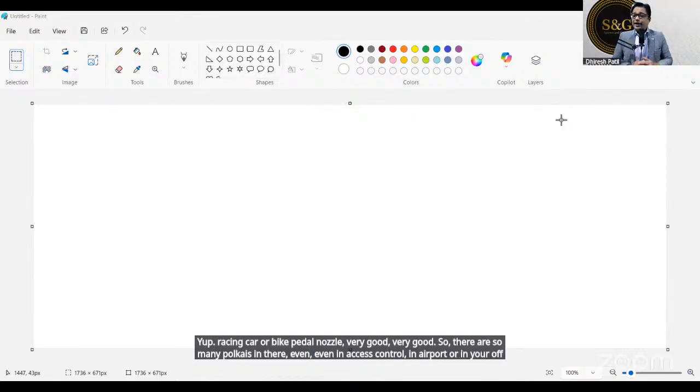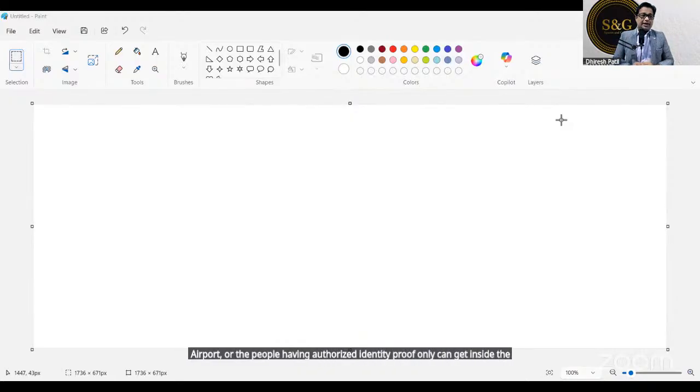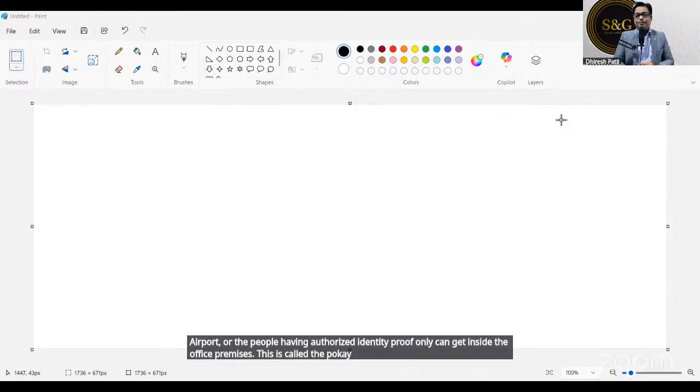Right? It is a Poka-yoke system, just to make sure that only authorized people get access. Only people who have the boarding pass get inside the airport, or only people having authorized identity proof can get inside the office premises. This is called a Poka-yoke system. Clear? So now let's understand.